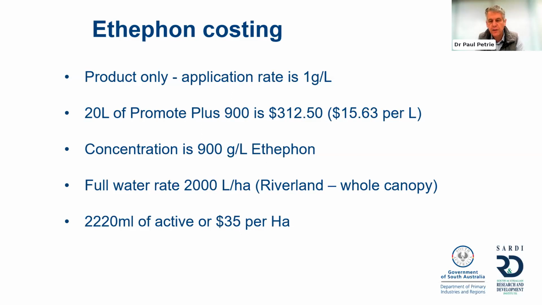If we look at the rough cost of this application, an example of one of the products, and there's quite a number of products in this category, for a 20-litre drum is a bit over $300. But I say there are a lot of different options. The concentration of this one happens to be about 900 grams per litre. They do come in 700 grams per litre concentrations as well. If we use the full water rate, so 2,000 litres a hectare, as we would for full canopy coverage in the Riverland, it works out at about $35 per hectare for a pass. So we felt generally fairly cost effective. Obviously, there is the cost of the application on top of that.